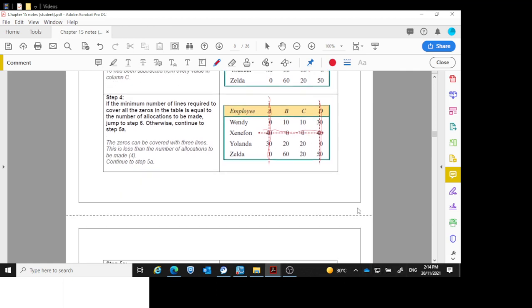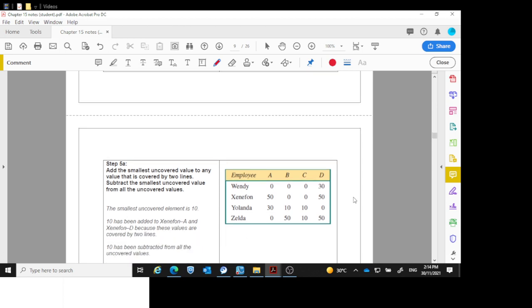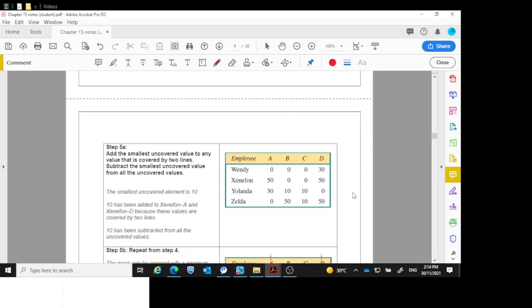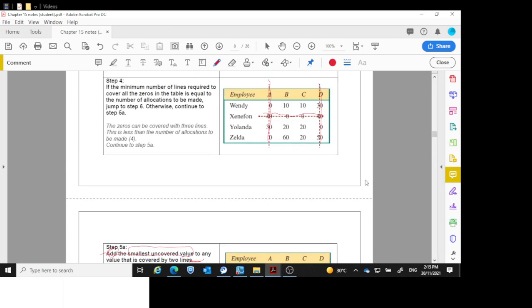This is important now. After we've done the row and the column, of the values that are uncovered, we find the smallest value and we add it to any value that is covered by 2 lines. And then there's a second step. The second step says we must subtract the smallest uncovered value from all the uncovered values. So in other words, this is what we have to do.